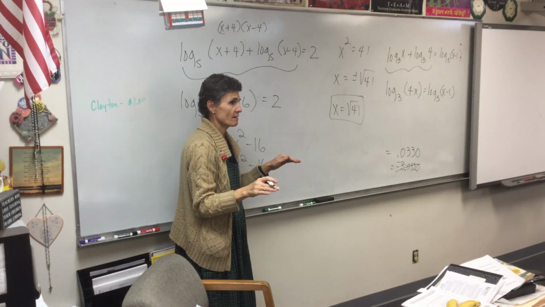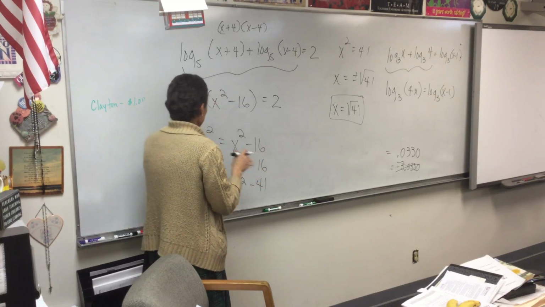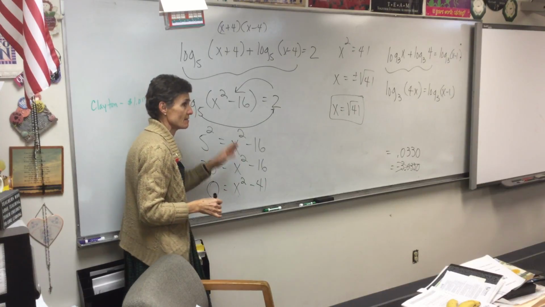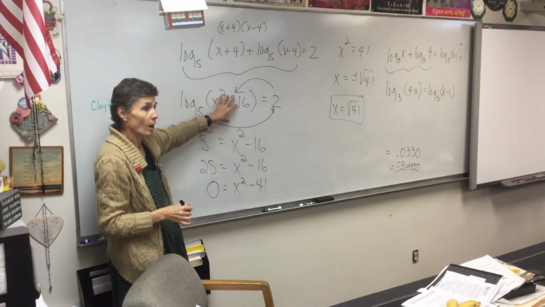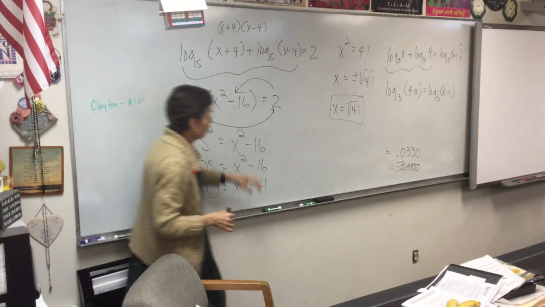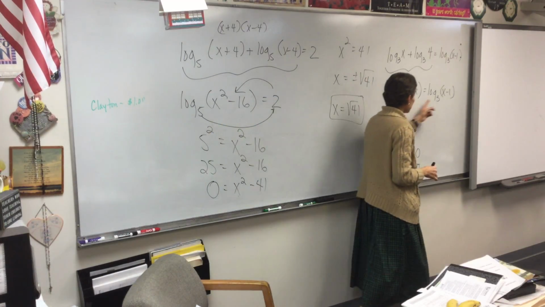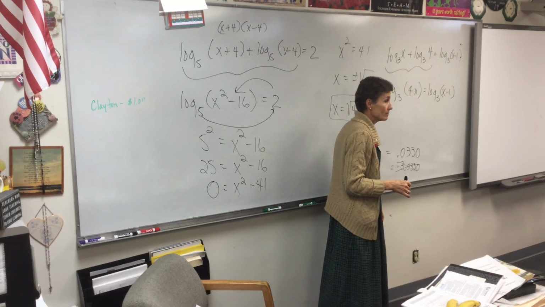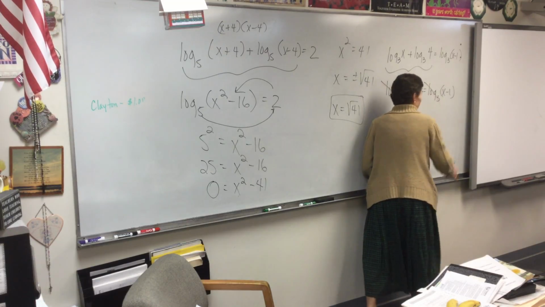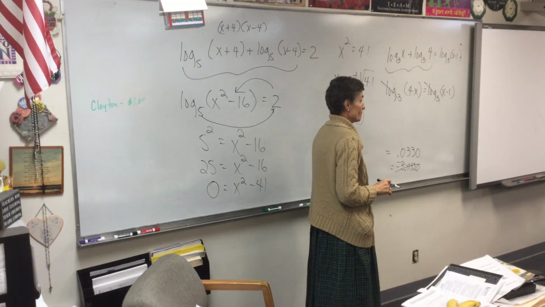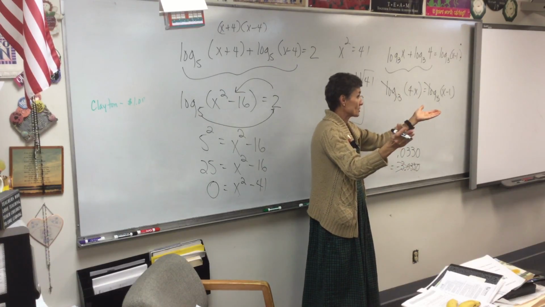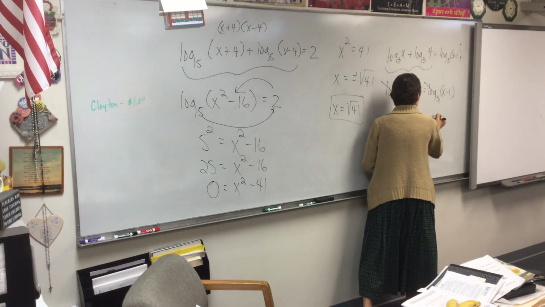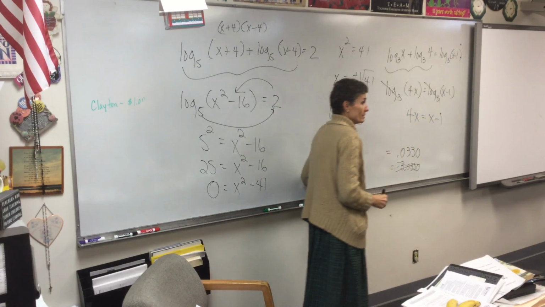Now, this is where it gets different. Over here, we did 5 to the second equals x squared minus 16. That's what you do if you have one logarithm. What do you think we might do since we have one on each side? Yeah, these cancel. You can get rid of those. You have exactly 1 on each side. So doesn't it make sense to you that 4x should equal x minus 1?